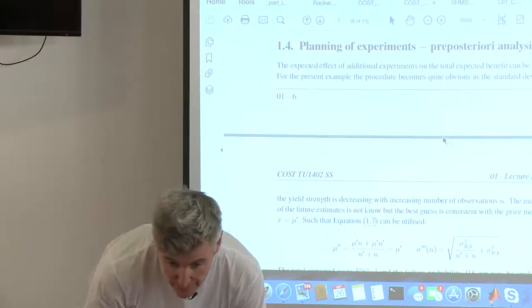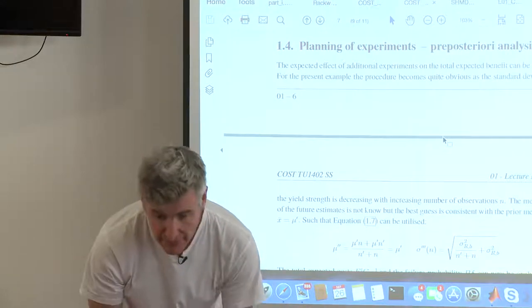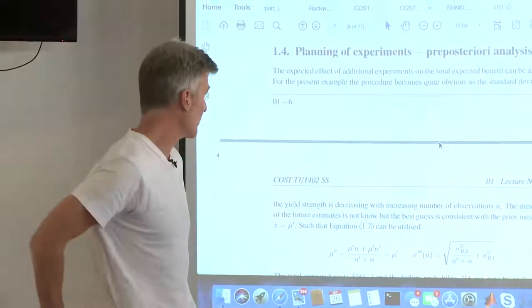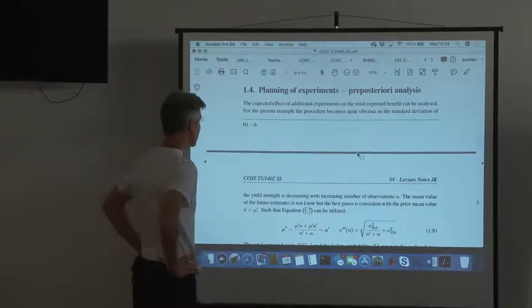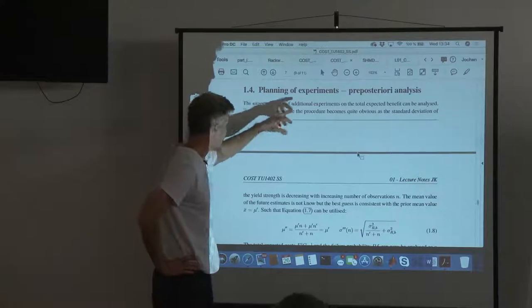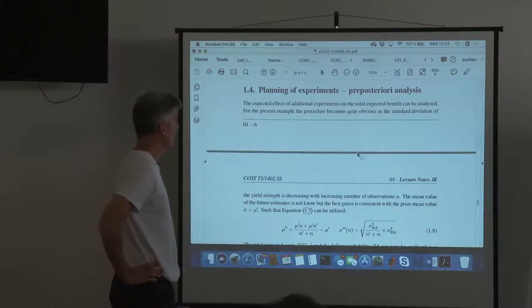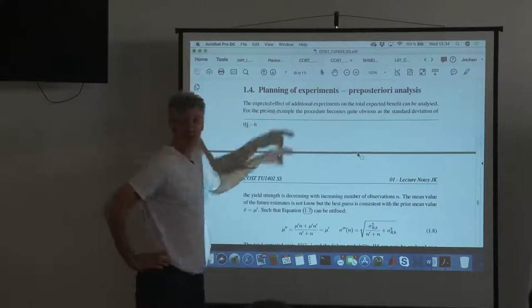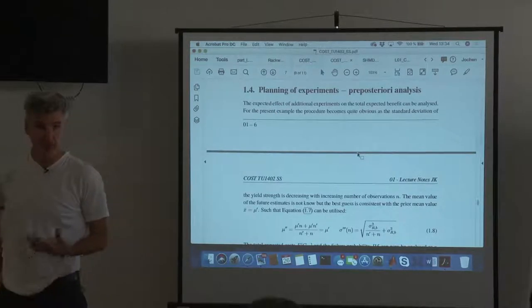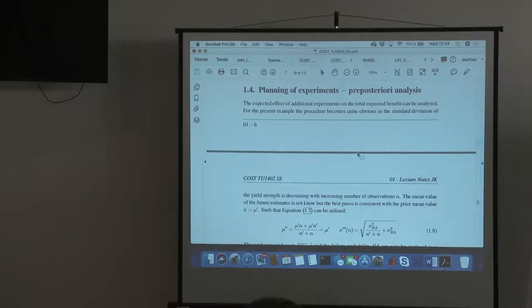So we can plan experiments. We can actually plan how many experiments we should do. And this is done by this pre-posterior analysis. And here, the expected effect of additional experiments on the total expected benefit can be analyzed. And here it's important to highlight that we look at the expected effect of this information because we have not observed this information. So we can only treat the expected effect of the information on a change of the decision.